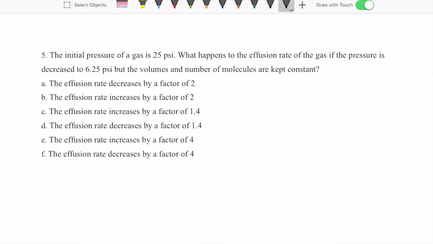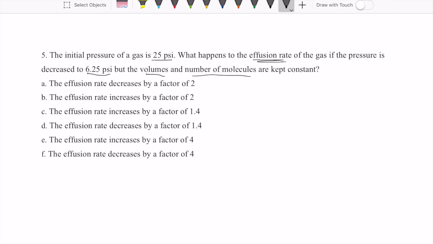Okay, let's continue with sample exam 2, number 5 in Chem 11. This one is a question about gases, and it talks about starting with a gas at 25 psi. The question is what happens to the effusion rate if you reduce the pressure to 6.25 psi, and you're keeping, in this case, volume and number of moles constant.